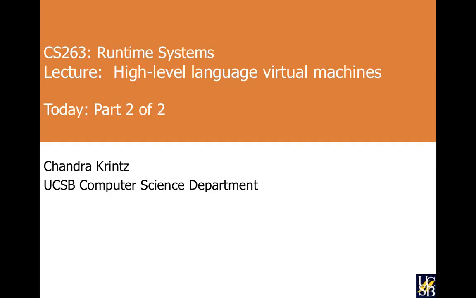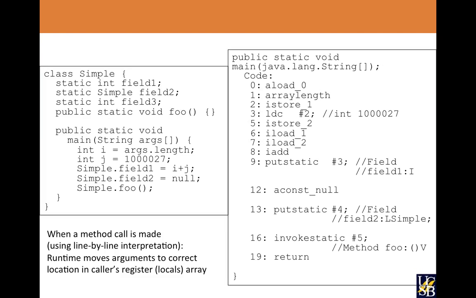Welcome to part 2 of high-level virtual machine implementations for CS263. Last time we were talking about the transfer format that Java programs take as they transfer over networks. We have on the left an example of Java source code. On the right, we have an example of Java bytecode.